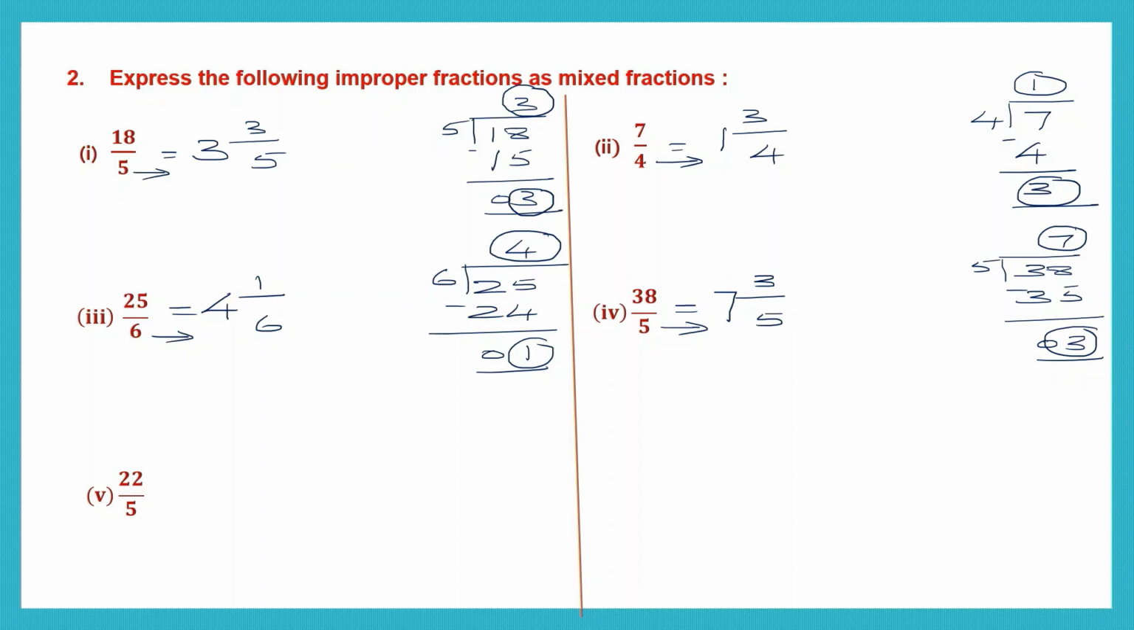Question 5, 22 divided by 5. Let's divide 22 by 5. 5 fours are 20, minus, 2. So let's take the quotient and make it the natural number 4, and the remainder is 2. That's going to become the numerator and the denominator is the same. So what's our answer? 4, 2 by 5.